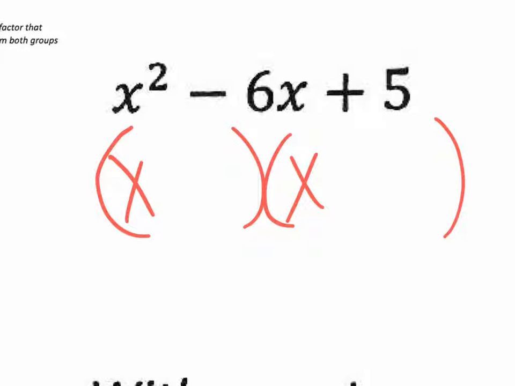So how about this guy? It's so easy, we should already know the answer. What times what is 5 that if you combine together is negative 6? 1 times 5. It's 1 times 5, right? Yeah, I mean, obviously. But if you add those, do you get negative 6? No, it's positive 6. So change them to negative 1 and negative 5. Everybody please put a negative 1 in here, a negative 5 in there. We're done.